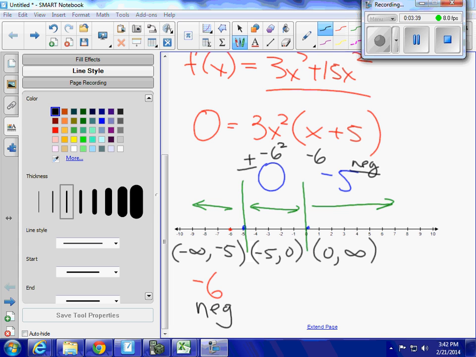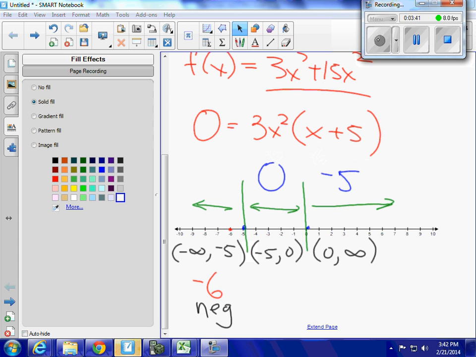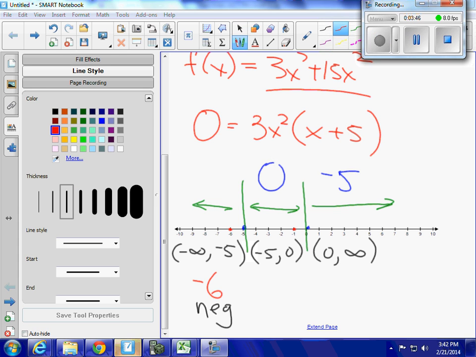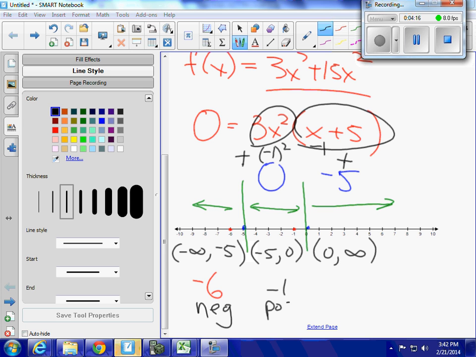Let's look at the interval from negative 5 to 0. I'll pick the number negative 1, usually a pretty easy number to work with. If I substitute negative 1 in for x, this is going to be negative 1 squared, so that's going to be a positive number times 3. And I put negative 1 over here. Negative 1 plus 5 is going to be a positive number. A positive number times a positive number, because I'm multiplying this expression times that expression, is going to be a positive number. So I used negative 1. This is going to be positive.